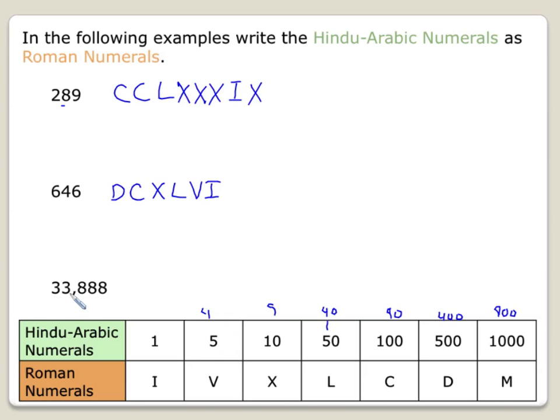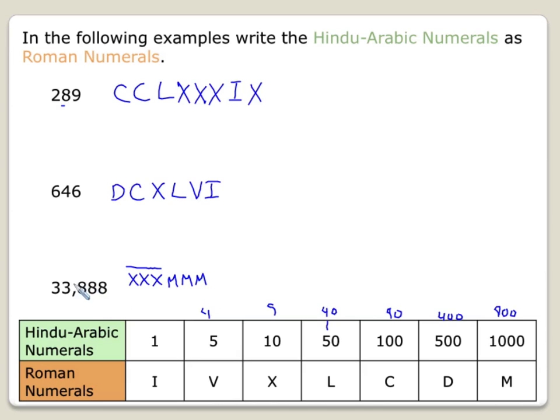And our last example, we have 33,000. So there are a couple different ways that you can write this, but let's just start with our 30,000. What I would do is write 30 here, and then put a bar over it, and that's going to be 30,000. Now for 3,000, I can put 3 M's in a row. And there's 3,000.